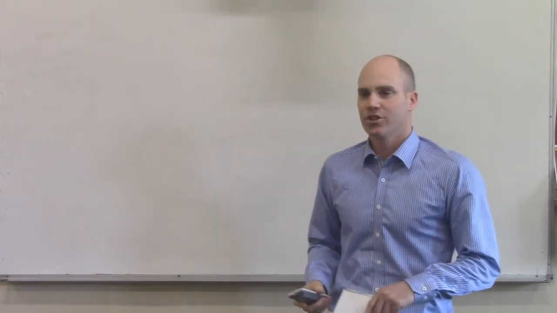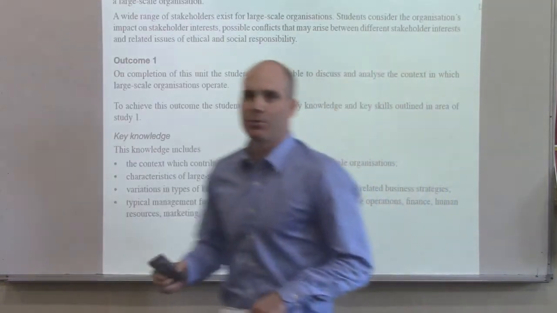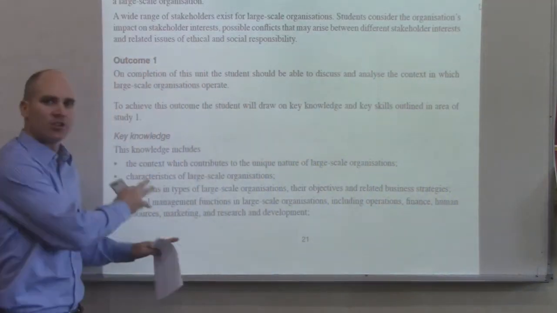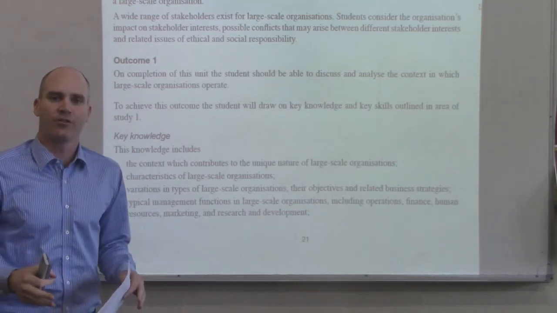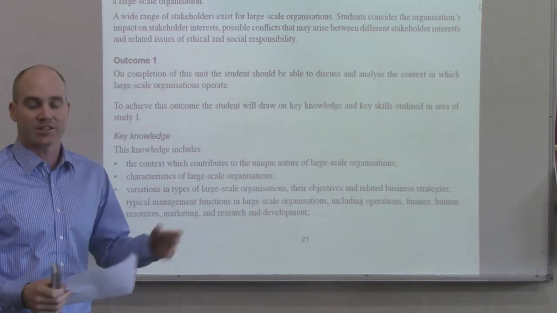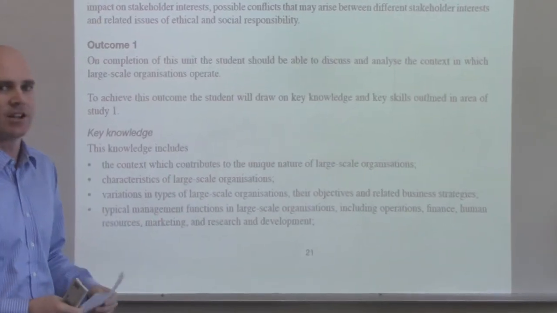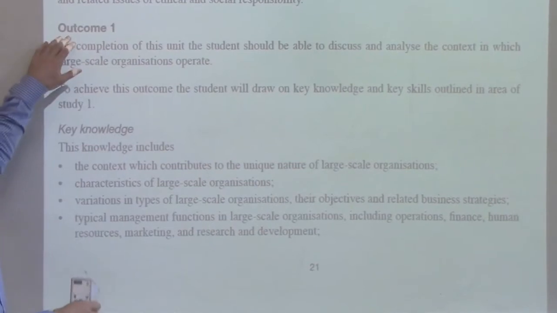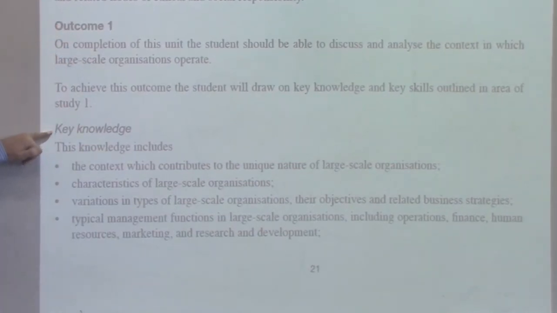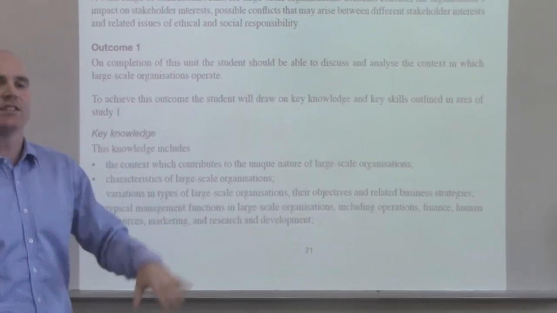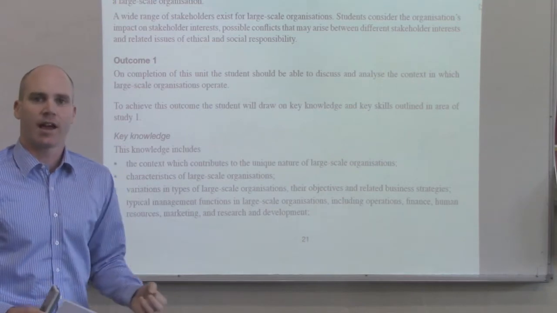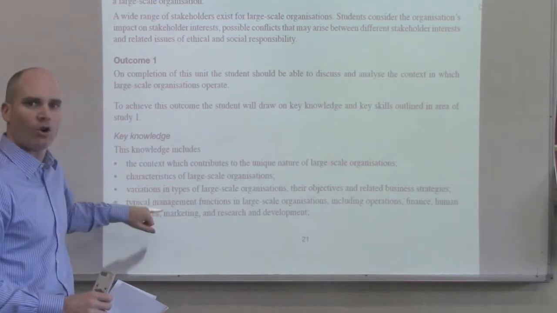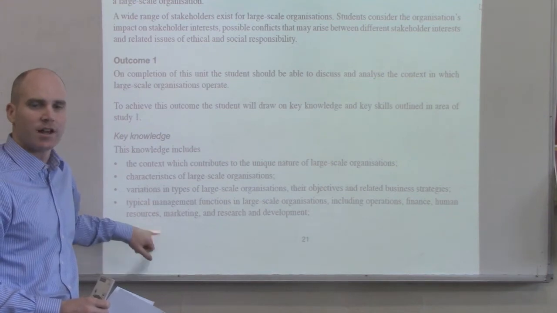So to answer your question, let's have a look at a couple of things. First of all, you should have a copy of this. This is the study design for Unit 1, 2, 3 and 4 Business Management. Here, you can see it's got Outcome 1, and then Key Knowledge, and it's got some dot points. This is just one page, and it continues on and on. You can make sure that you've covered everything on a particular outcome if you can cover all these dot points. And that's really important.